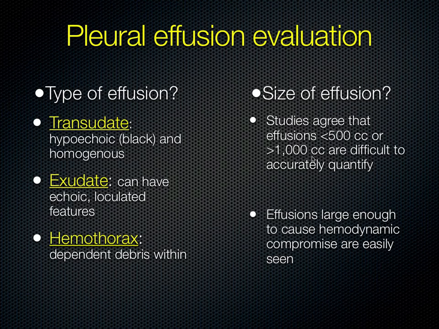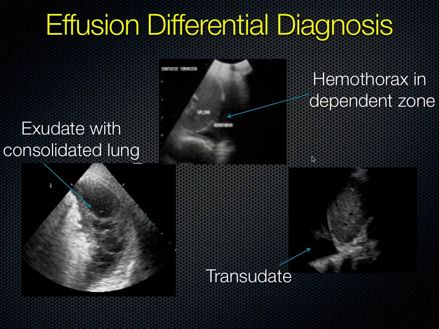In between effusions, if you multiply the centimeters by the millimeters by 20, that gives you an estimate of about how much fluid is there. But really, on the extremes of the scale, it's hard to predict exactly. In general, effusions that are large enough to cause compromise can be easily seen. Here's some examples of what different effusions may look like.